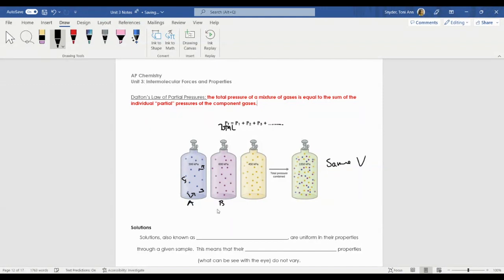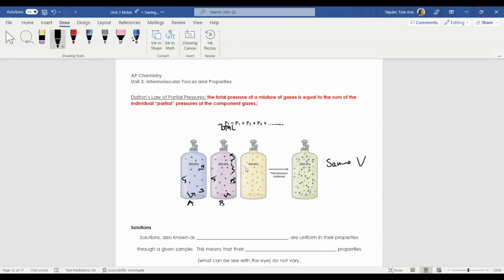Gas B, a little bit more moles of gas in this container. So because there's more moles of gas in the container, these particles bounce off the walls of the container more frequently. Therefore, they exert a higher pressure. Whereas this last one right here exerts a pressure of 450 kilopascals. And now that I'm looking at this, this doesn't make any sense.